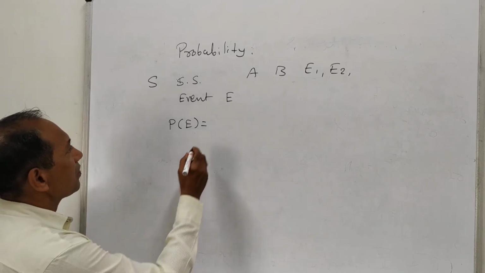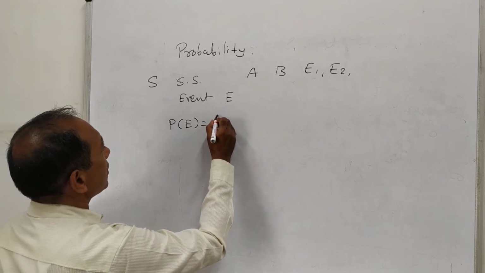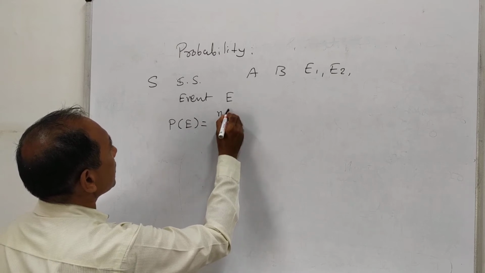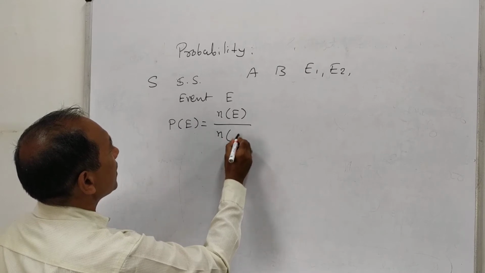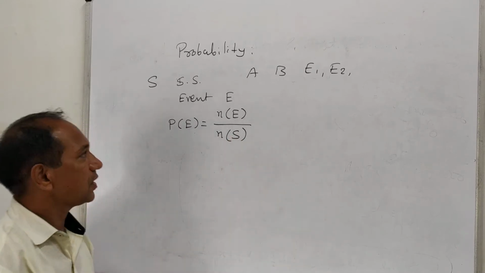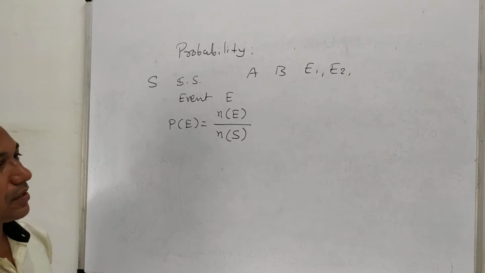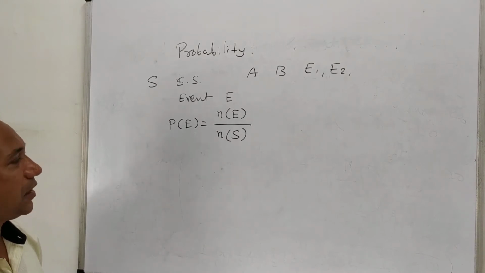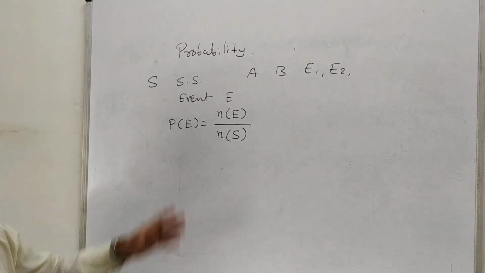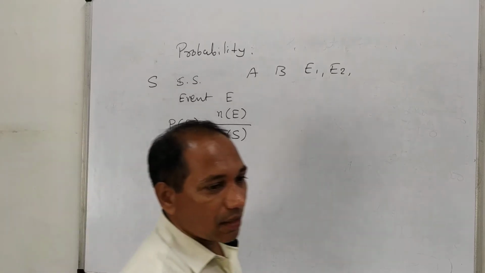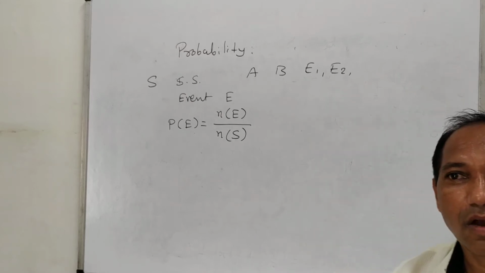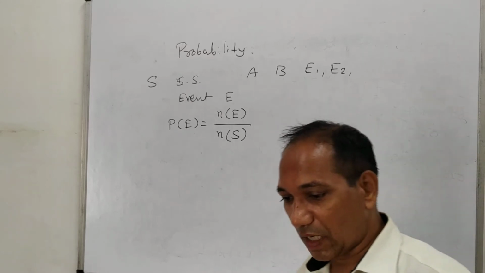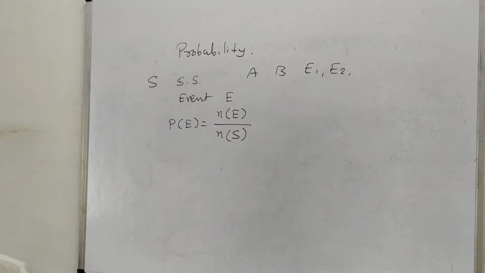So the probability of E we can find as the number of elements contained in the event E divided by the number of elements contained in the sample space. n(E) means the number of elements in the event E, or in other words, the number of favorable outcomes relevant to the event E. So this is the simple definition of probability of E.